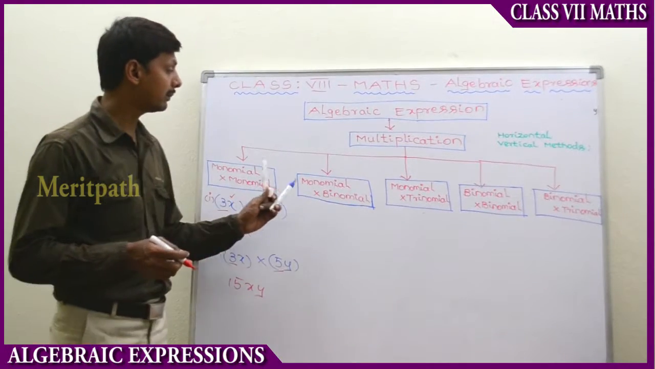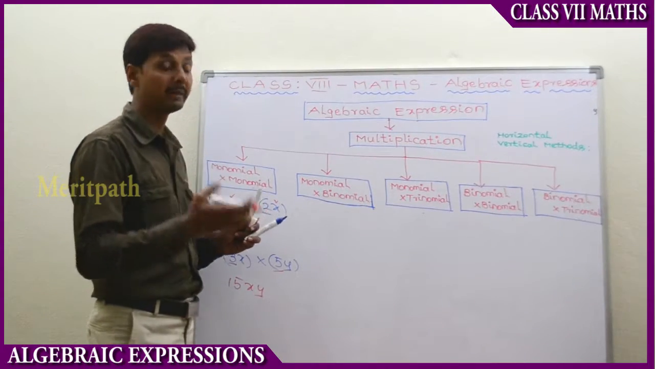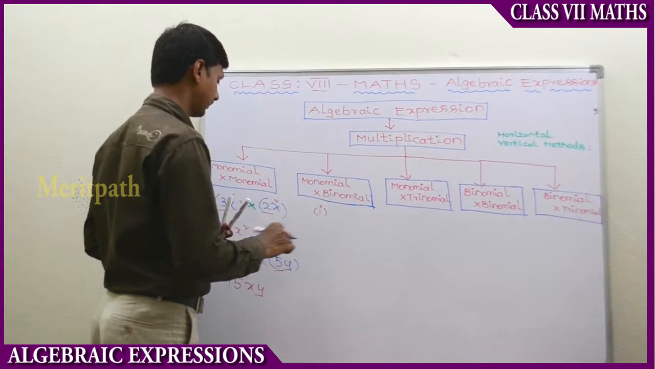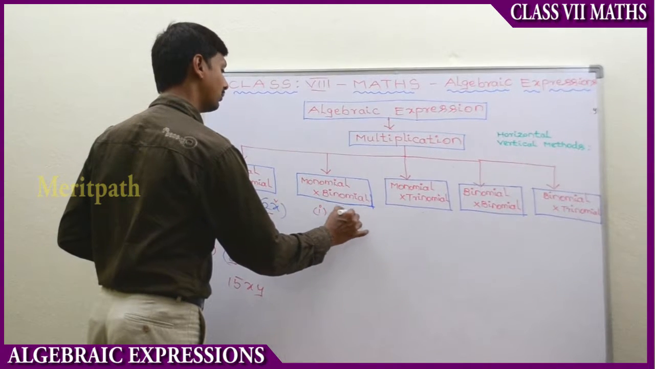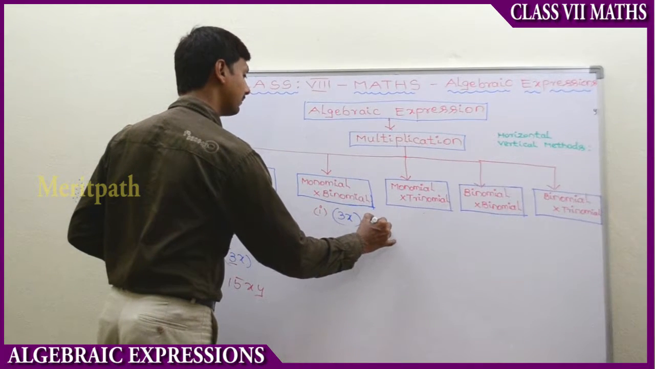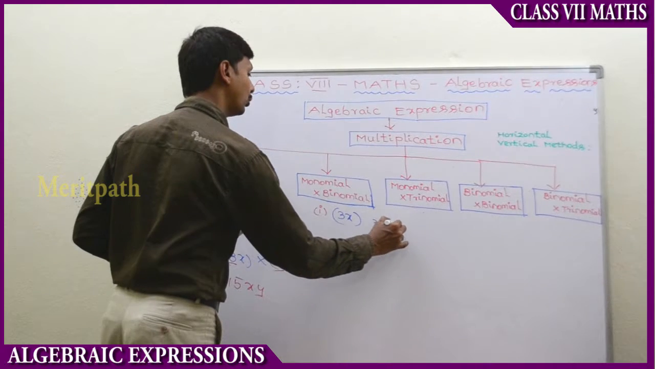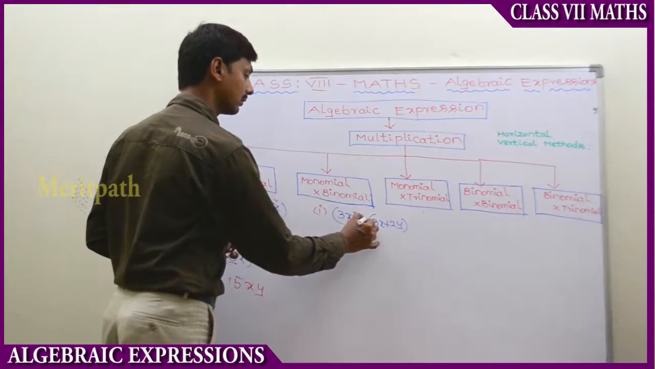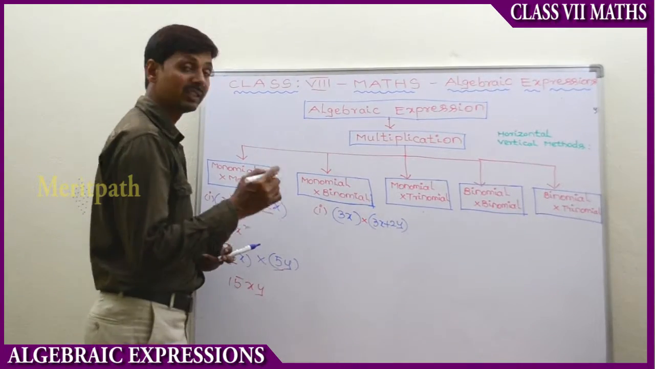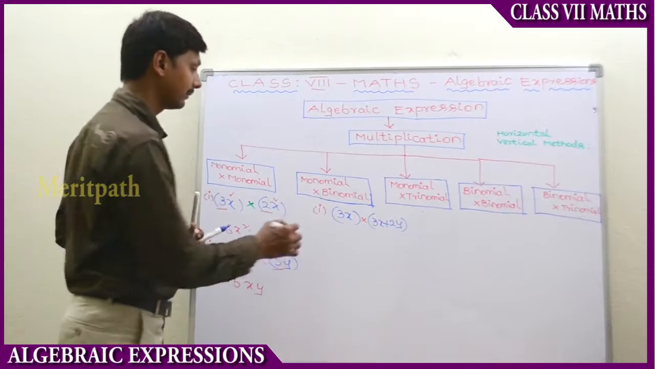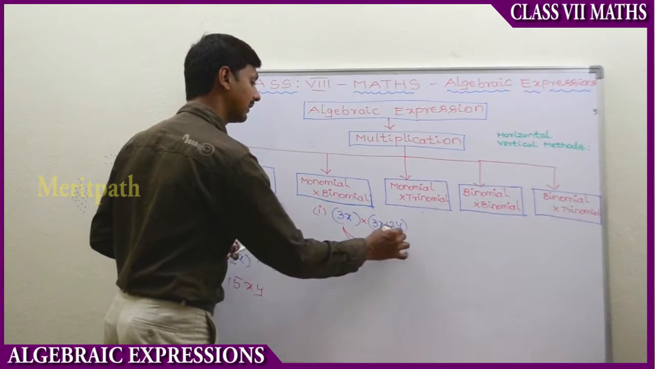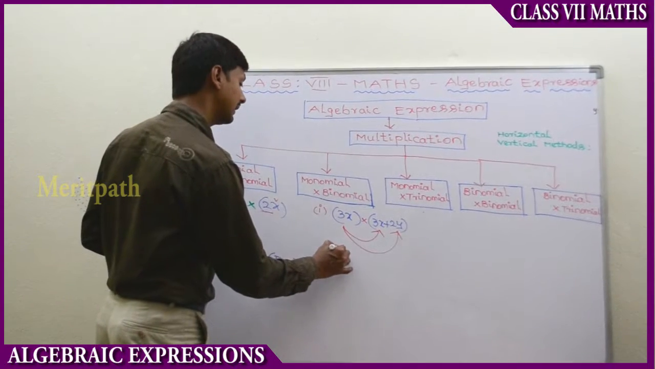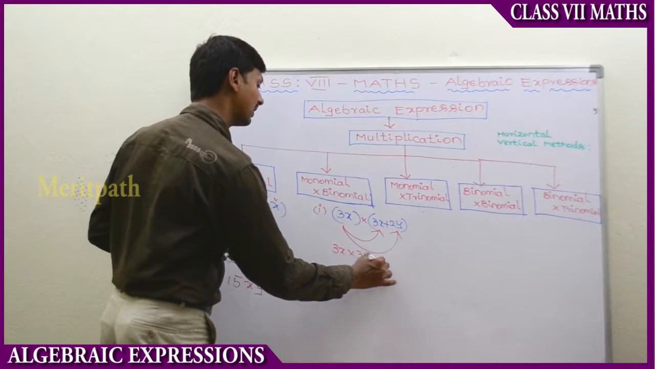Let's go to monomial by binomial. So first, let's take 3x as a monomial. Binomial is 3x plus 2y. Let's multiply both. We know the distributive property: we will distribute this 3x along these two values. This is 3x into 3x plus 3x into 2y.